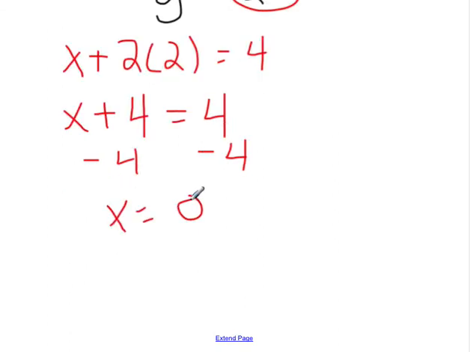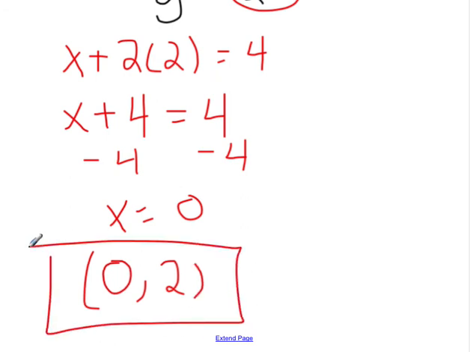So last but not least, I want to make sure I write this out as a coordinate point. So first I'm going to write my x, and then I'm going to write my y. So that's your final answer right there. That concludes your note sheet. Go ahead and show me your note sheet once it's done.